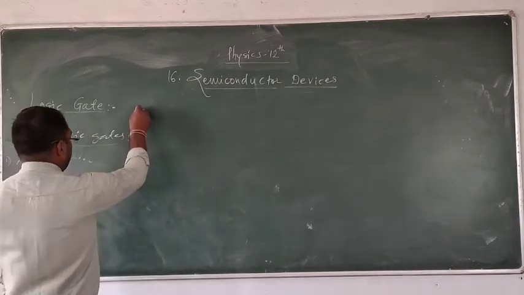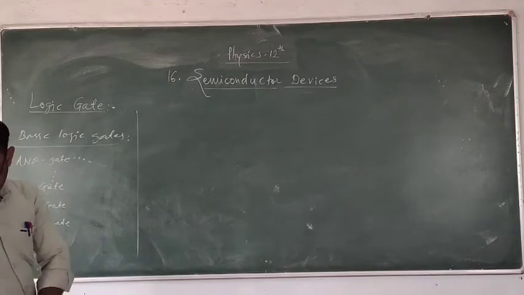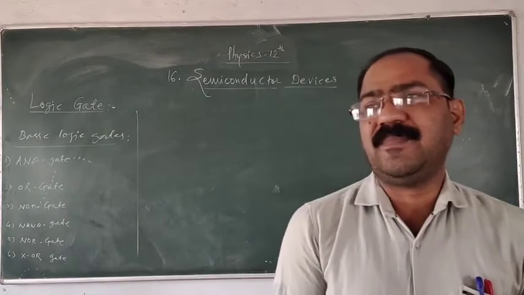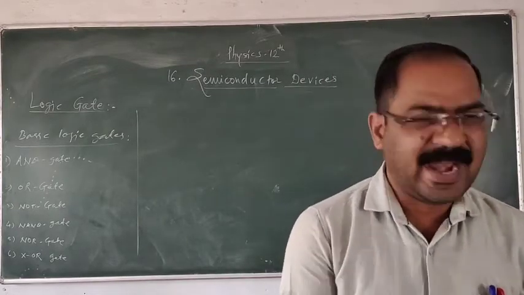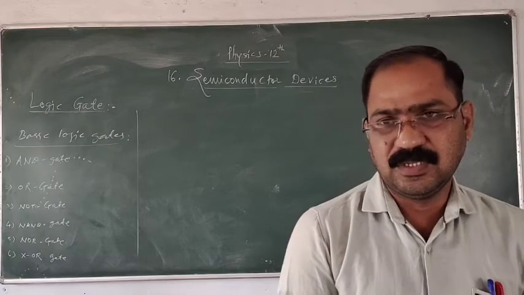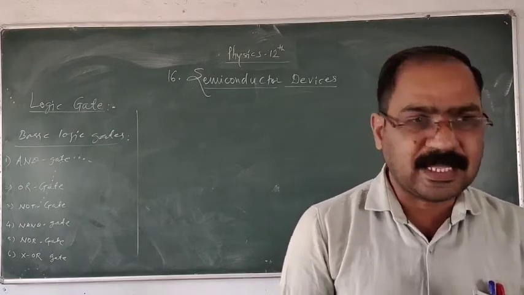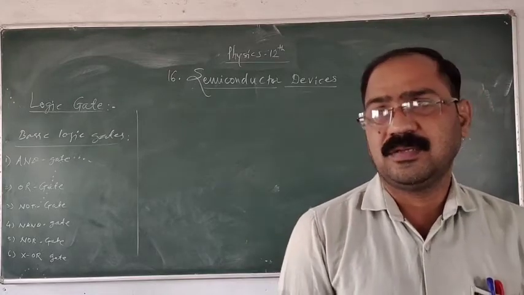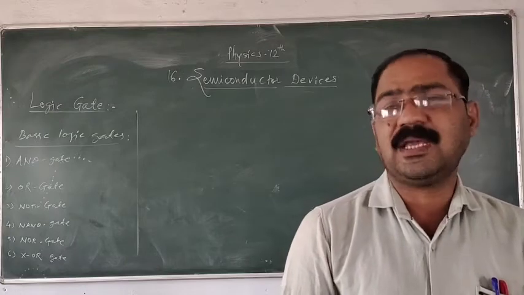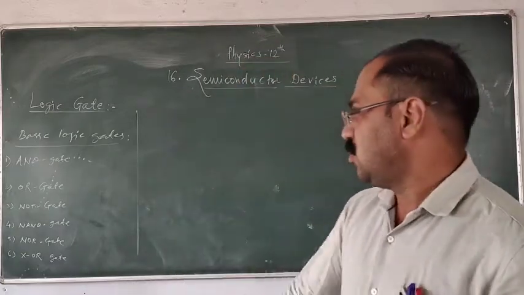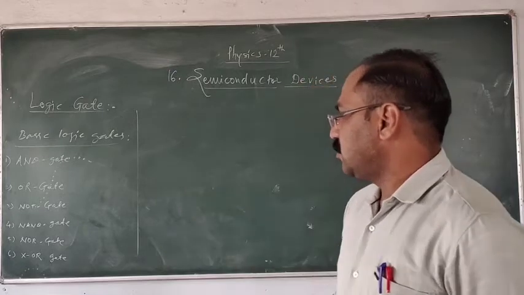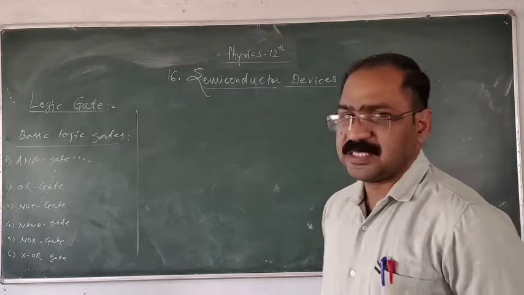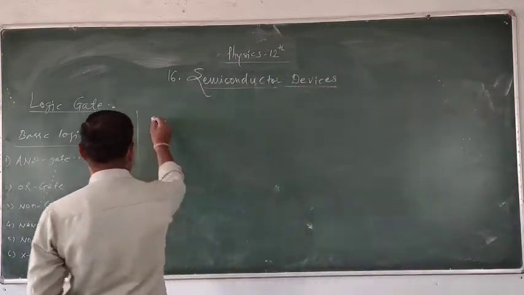So here we have to see first the AND gate. These gates are useful for mathematical operations like addition, multiplication, inversion. So these logical operations can be performed using these gates. Depending on the function, the logic gates are known as the AND gate, OR gate, NOT gate, NAND gate, NOR gate, and XOR gate. First is the AND gate.